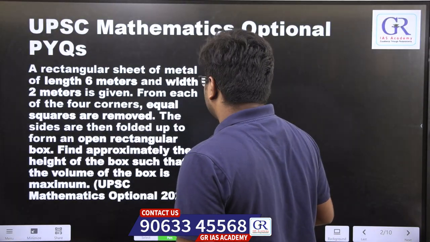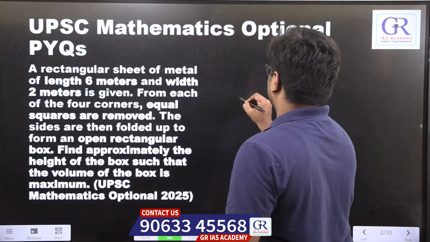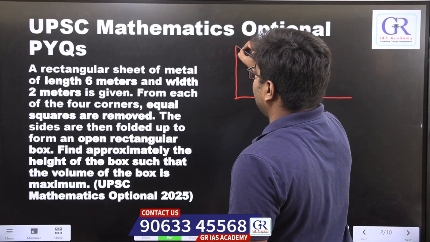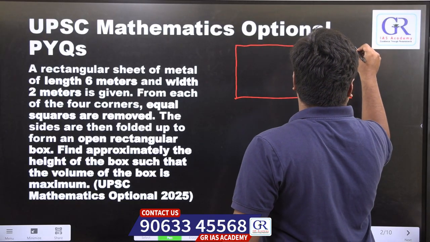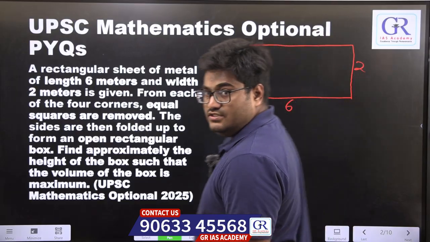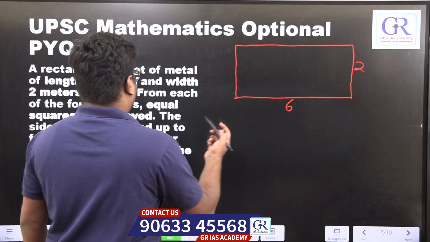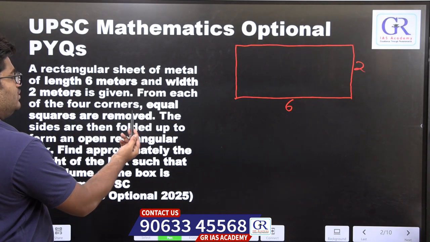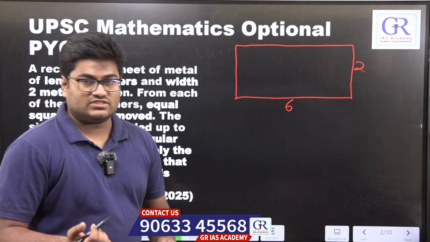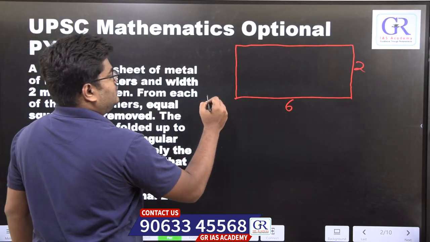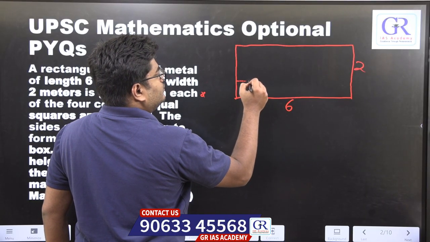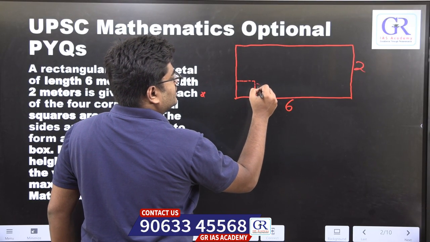Right. So what is given first? A rectangular sheet of length 6 meters and width 2 meters. So from this, what is given? From each of the four corners, equal squares are removed. We don't know the side of the square yet, so let's call it x. From each corner, one square of size x is removed.